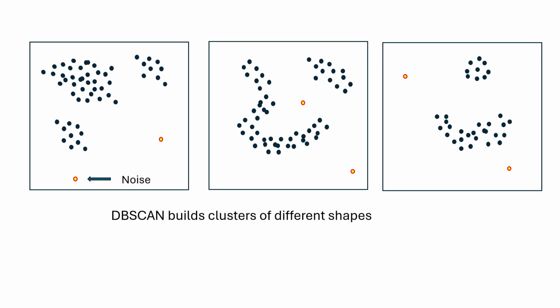DBSCAN can build clusters of different shapes. The shape need not be spherical. The algorithm can also identify outliers or noise.